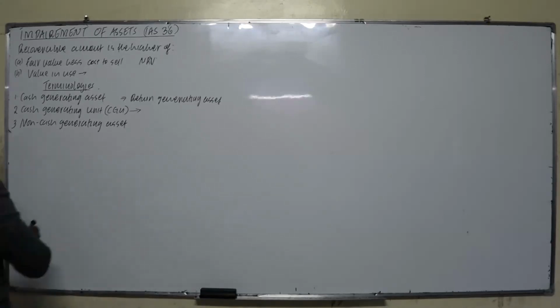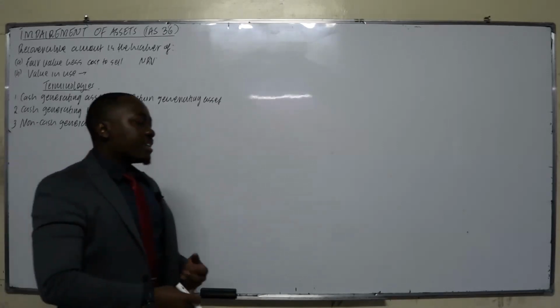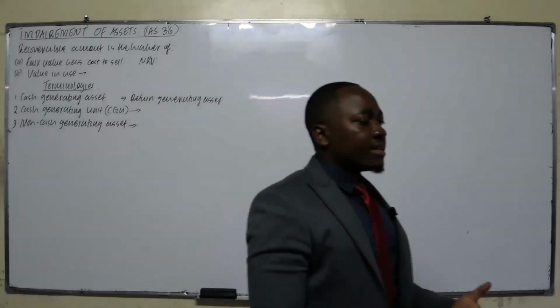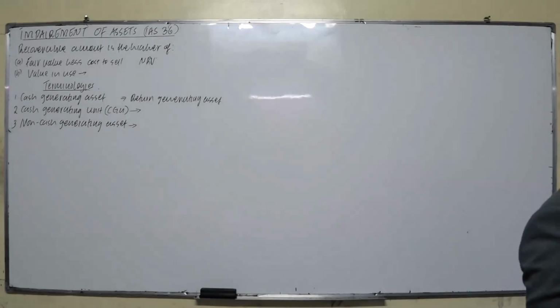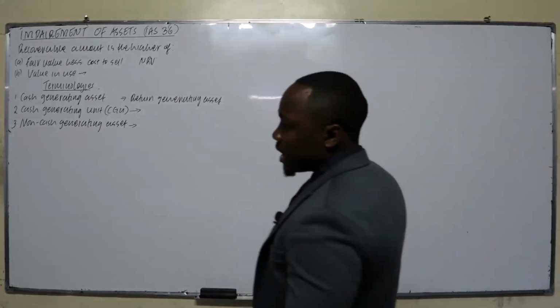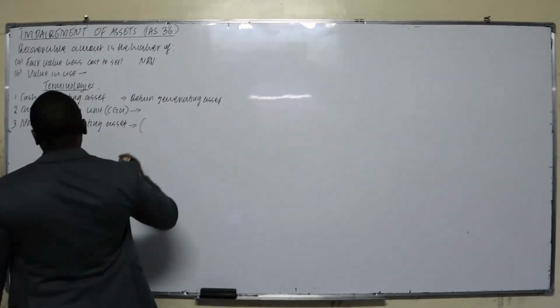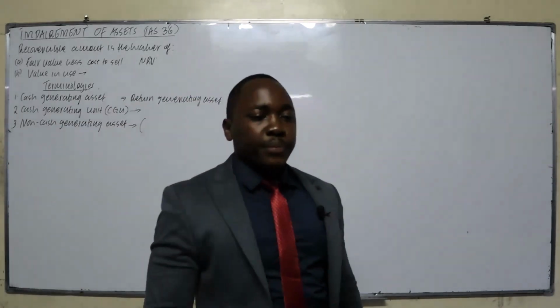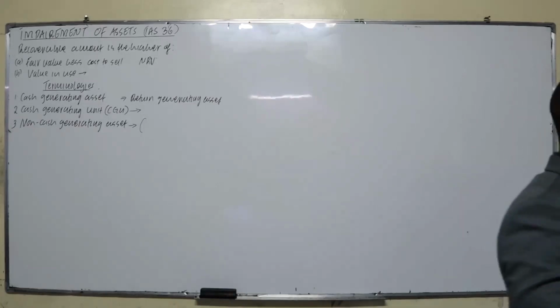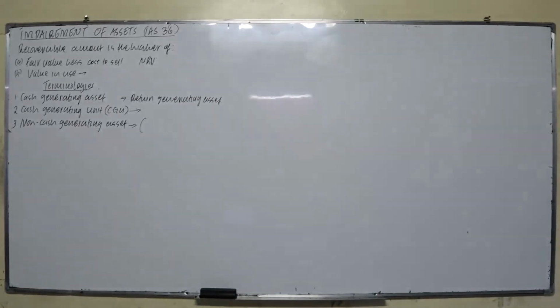And then lastly, we have the non-cash generating asset. As per the definition, it is an asset other than the cash generating asset. In brackets, if you want to understand this, write government assets.